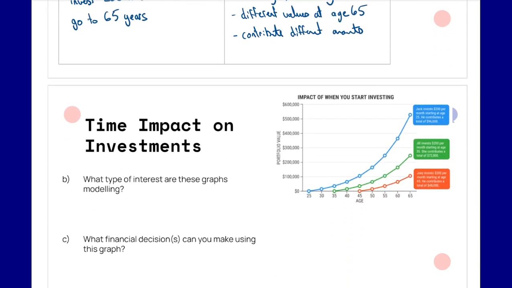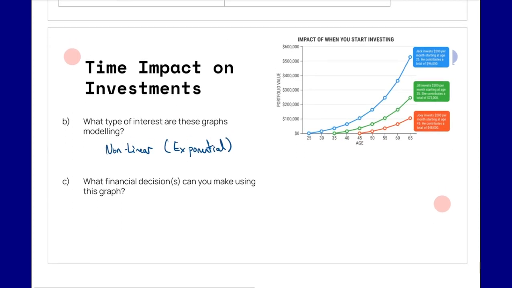So, what type of interest are these graphs modeling? Again, is it linear? I would say no. It doesn't look like a straight line. So, you can definitely say nonlinear. And you might say exponential. We did talk about that a bit when we did the graphical modeling. So, I would say exponential. But as long as you can clearly identify that it's nonlinear.